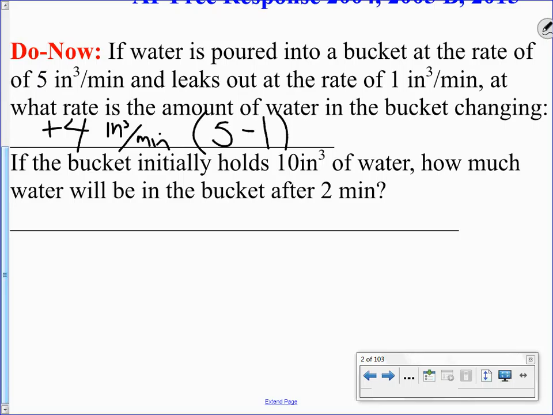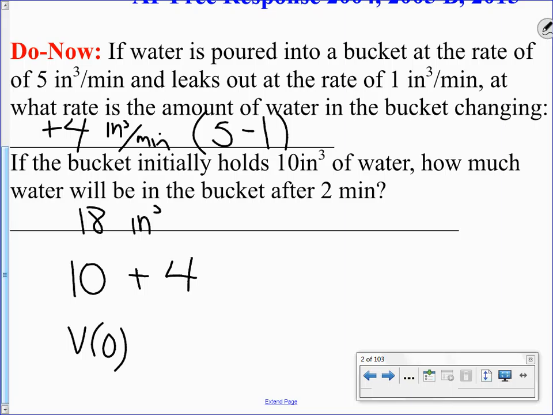Very nice. And you started out with 10. The answer is definitely there'll be 18 cubic inches. So she took the amount she started with, which was 10, the volume at time 0, and she added the change in the amount of water. See where I'm going with this? She took the rate of change, which was a nice constant, and multiplied by the time.